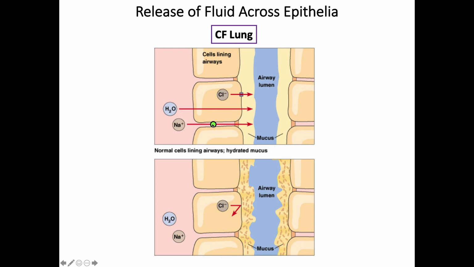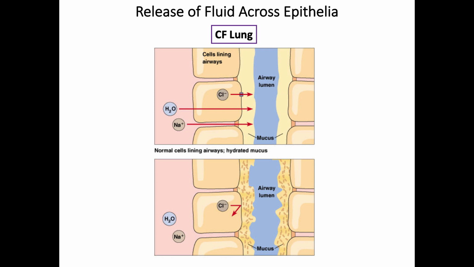Remember that water cannot pass through here. You have the aquaporins in here, so it has to move through the epithelial cells. Sodium can pass through here because they do have these channels, but you do not have any water transporters present in the tight junctions. So if the CFTR is defective, it will not allow the chloride to pass into the airway lumen, so it will not attract the sodium, it will not attract the water. So you have a very thick mucus, and that's the problem for your cystic fibrosis patients.